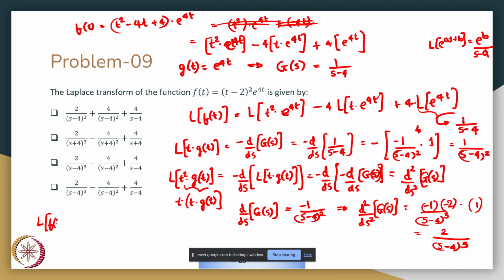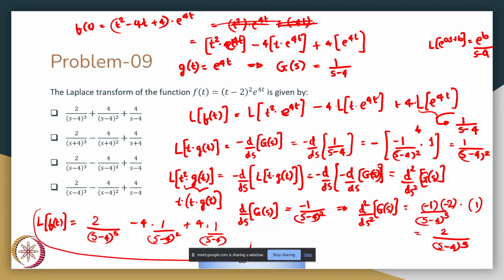which gives me Laplace transform of f of t to be equal to Laplace transform of t square into e raised to 4t, which is 2 upon s minus 4 whole cube, minus 4 times Laplace transform of t into e raised to 4t, which is 4 times 1 upon s minus 4 whole square, plus 4 times Laplace transform of e raised to 4t, which is 4 times 1 upon s minus 4.